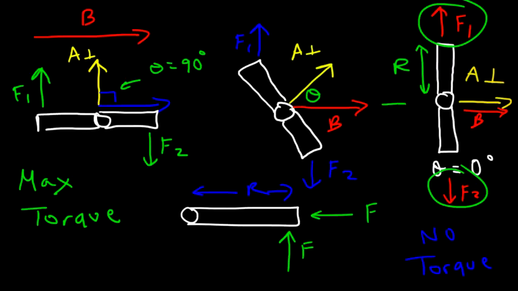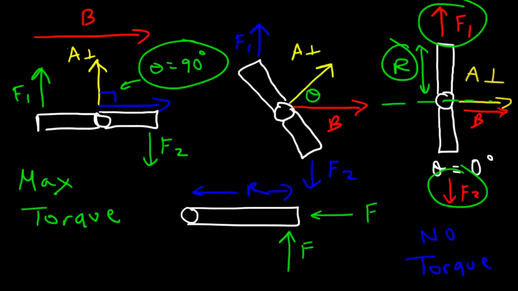And that's what's happening here. The axis of rotation is here. And the way the forces are oriented, since they're parallel to the lever arm, which is R, there's going to be no torque. There's no rotation. And so that's why whenever the angle is 0, sine 0 is 0, so the torque is going to be 0. So the maximum torque occurs whenever the angle is 90.